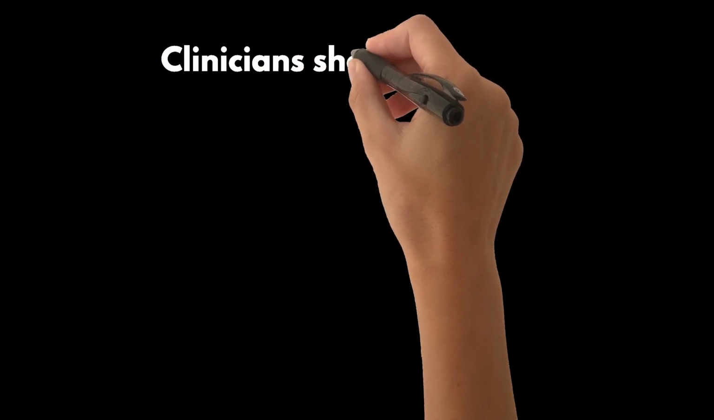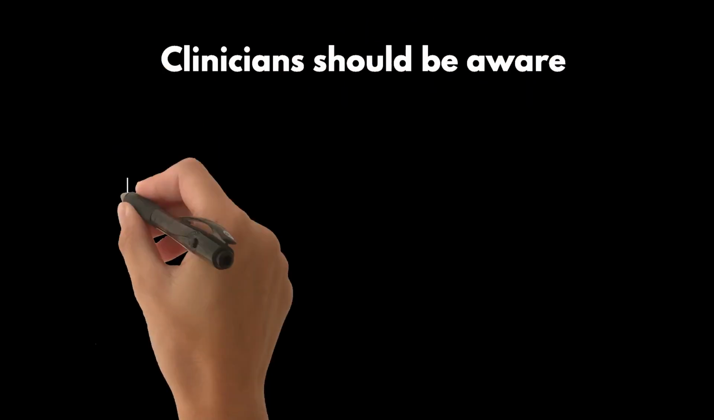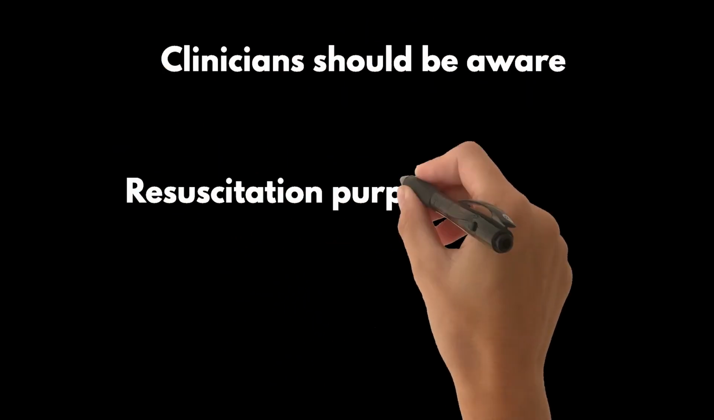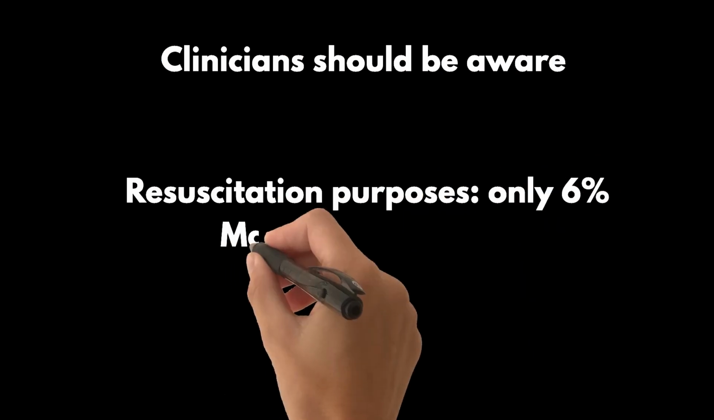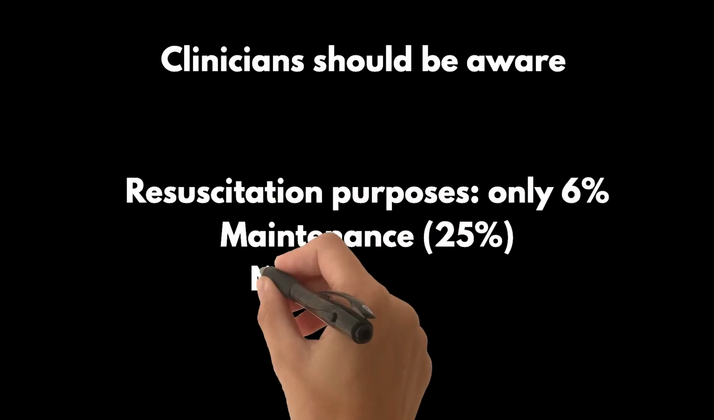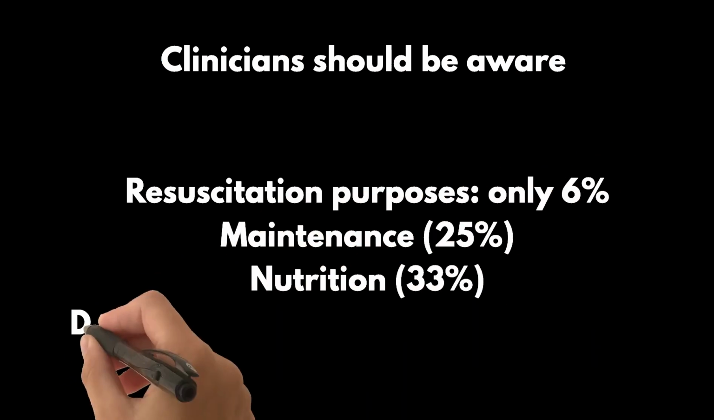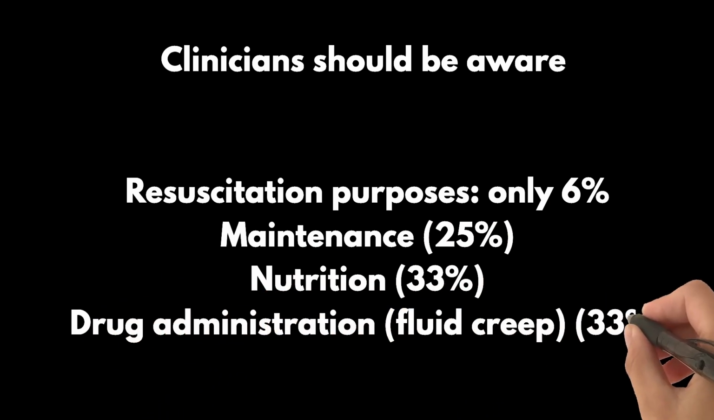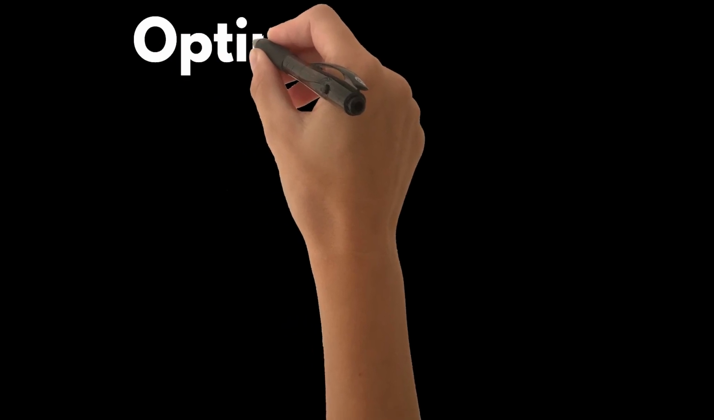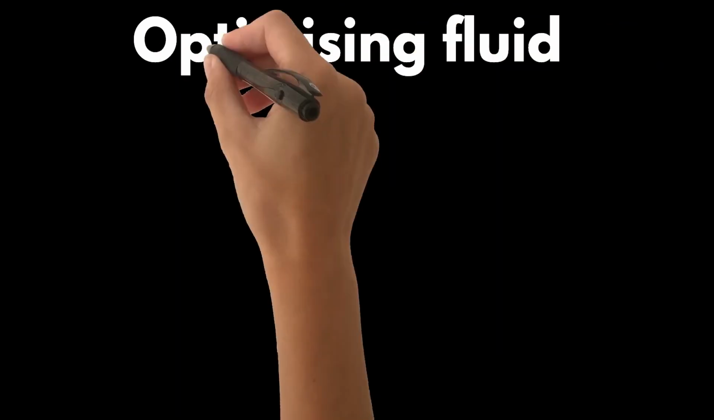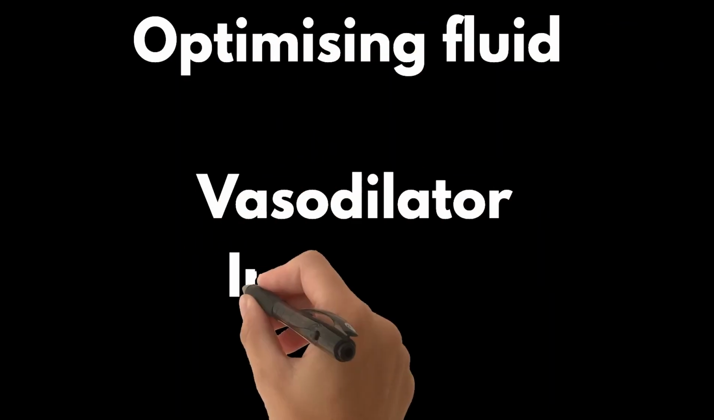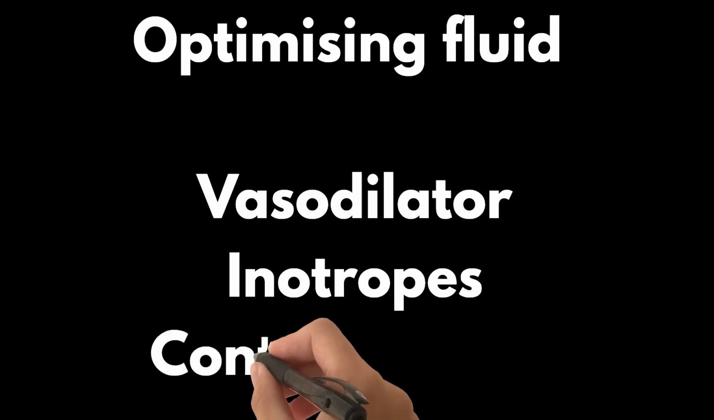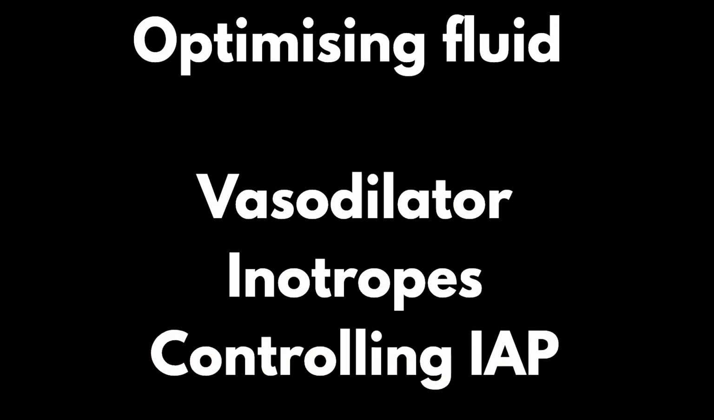Clinicians should be aware that most fluids given are not given for resuscitation purposes, which is only 6%, but rather for maintenance, which is 25%, nutrition, 33%, and drug administration, or fluid creep, which is 33%. We can optimize fluid balance and prevent end organ injury by the use of vasodilator, inotropes, controlling intra-abdominal pressure.